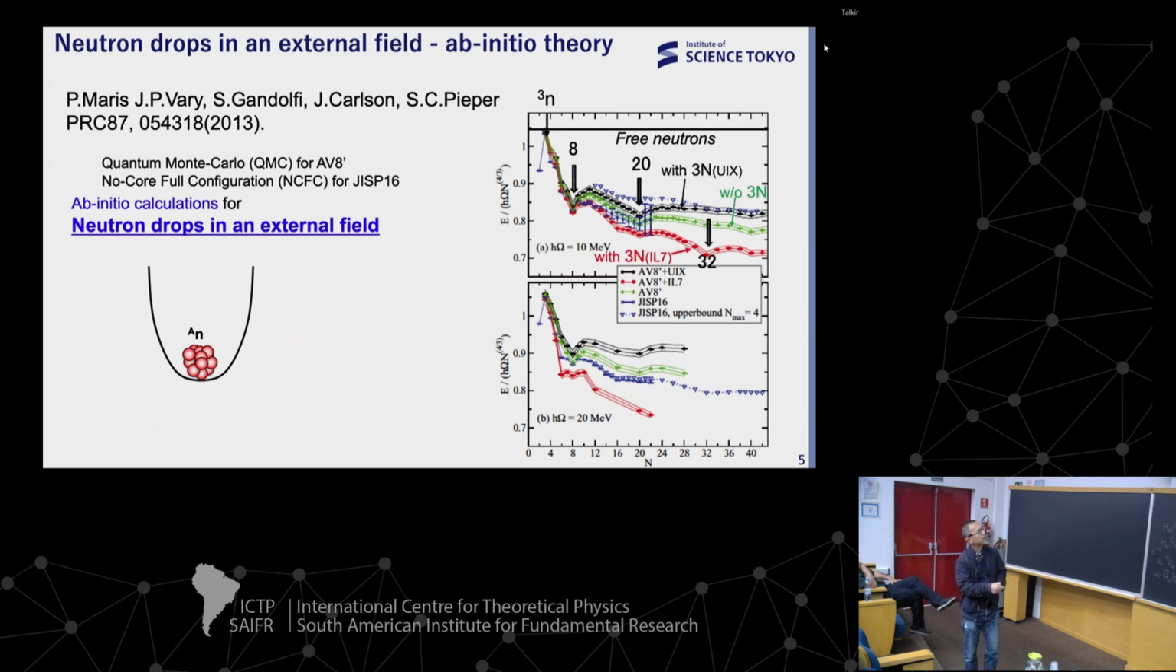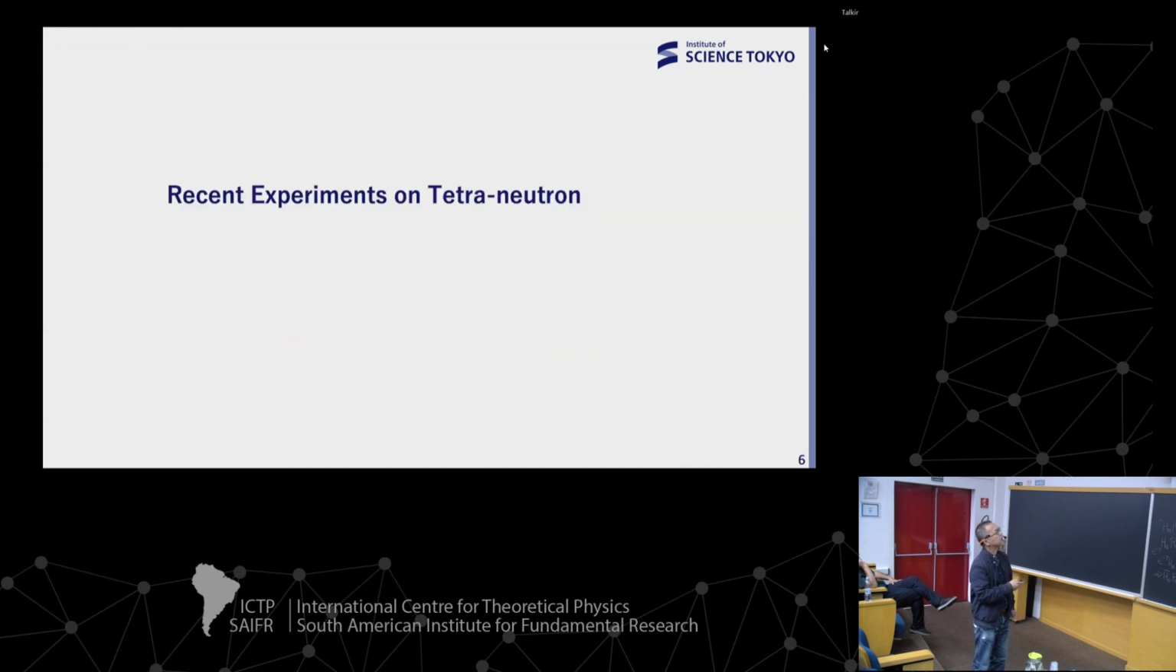But then you find some interesting features at 8, 20, and somehow 32. So this means that 32 could be a magic number. But to get this magic number, they needed to include 3 nuclear forces. So this is already telling us that this kind of study of neutron droplets is interesting to get information about nuclear forces, I mean, 3 nuclear forces, for instance.